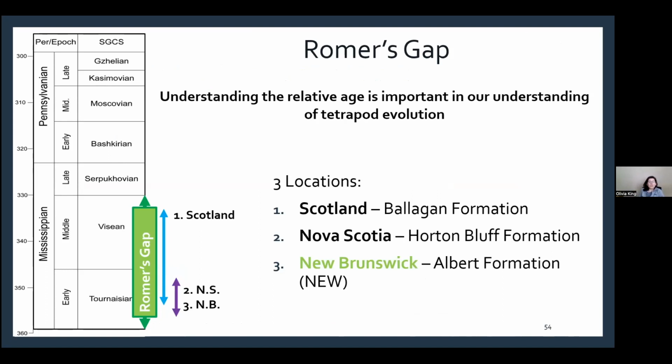So the three big sites that Romer's Gap is known from are Scotland, the Balagan Formation, that's supposed to be extending for most of Romer's Gap, and then Nova Scotia and New Brunswick, which are age equivalent, or generally age equivalent. And the new site that we basically want to put into context is the New Brunswick one.